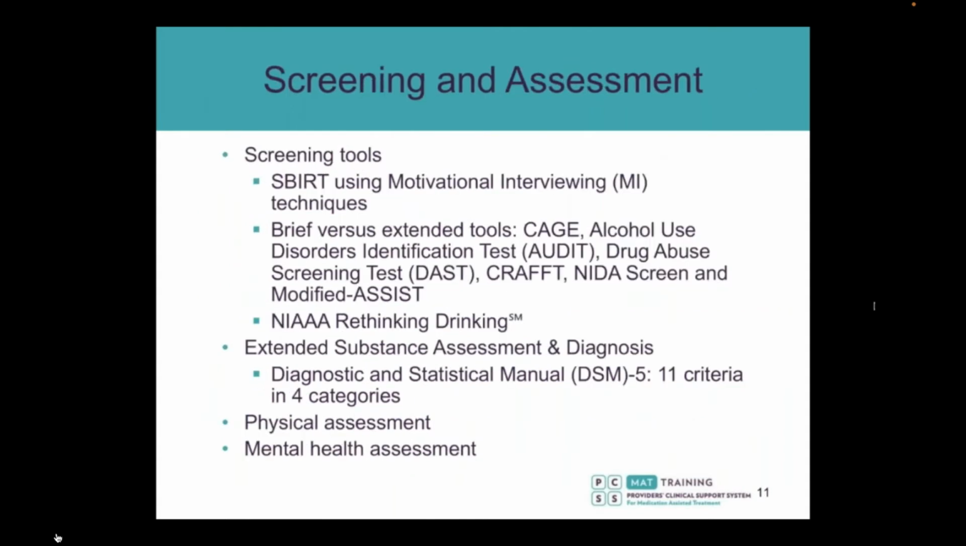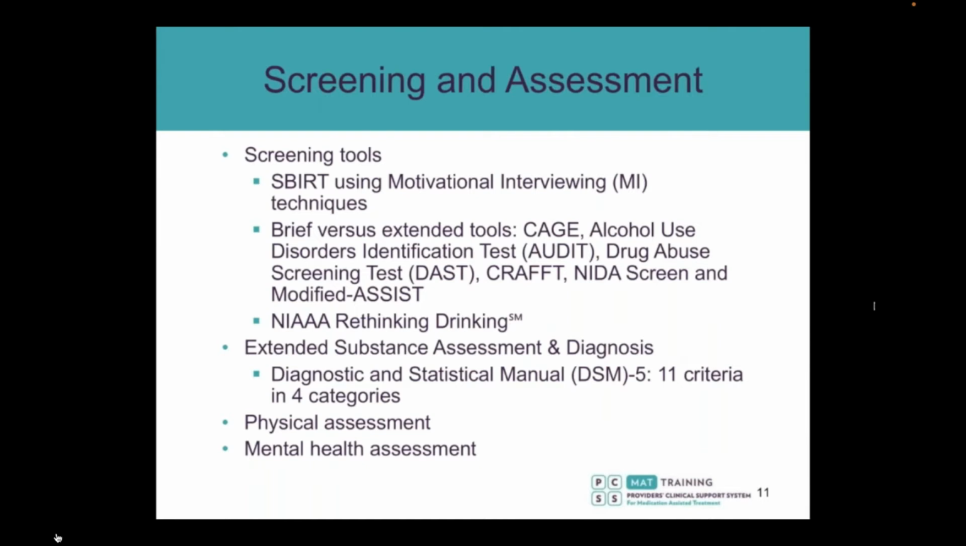So the first part of the module will talk about screening and assessments. This is an overview of the module, or the section rather. First, we'll talk about some various screening tools and how to use SBIRT and motivational interviewing. Some brief versus extended screening tools with some examples here: the CAGE, the AUDIT, the Drug Abuse Screening Test, or DAST, CRAFFT, the NIDA screen, and modified ASSIST. And I'll show you the NIAAA Rethinking Drinking website.